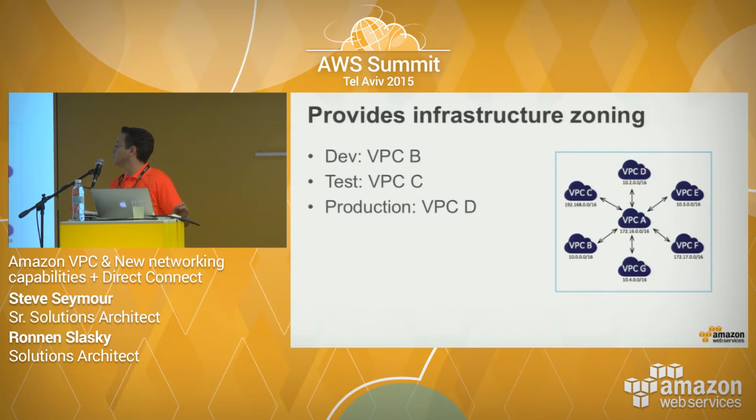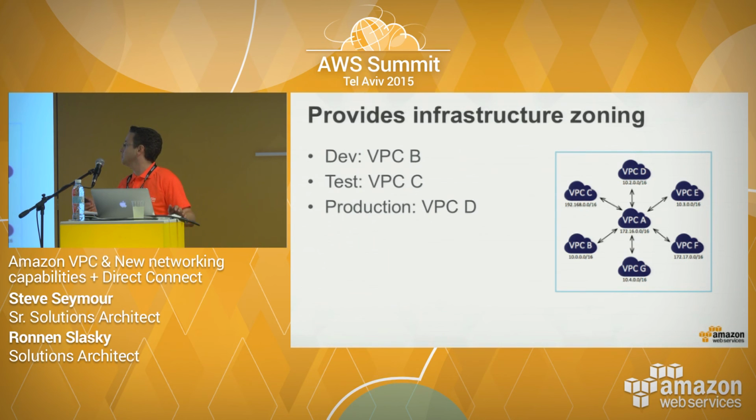Another common use case we see is called infrastructure zoning, whereby I might have one VPC for my development environment, another for my test environment, and another for my production environment. I'd work on my code in my development environment, and once it's ready, I will commit it and deploy it to my test environment. Once all my tests are completed, I will then deploy it to production. And one of the really cool things about this is that you can actually create identical environments.